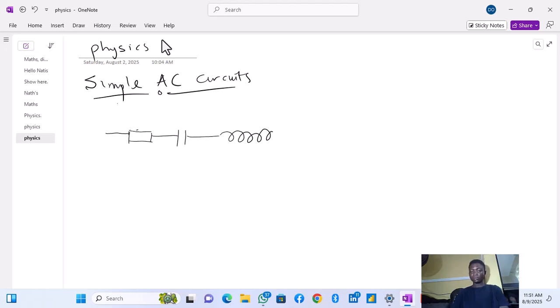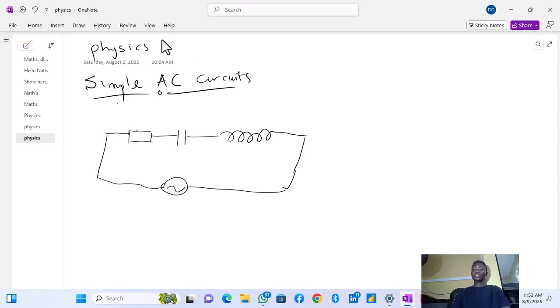But this is not really what makes them AC or not. What makes them AC circuits is the fact that they are connected to an AC source. So I'll connect this to an AC source. So this then is an AC circuit.